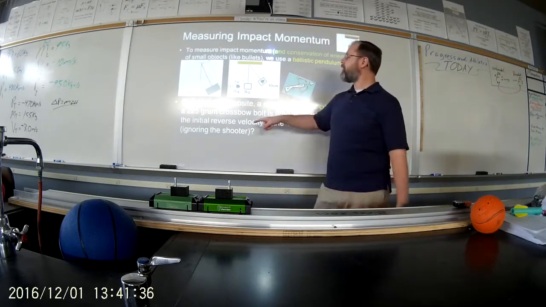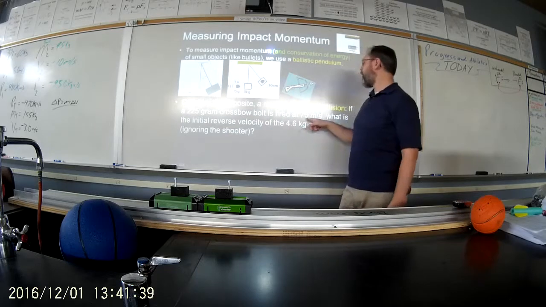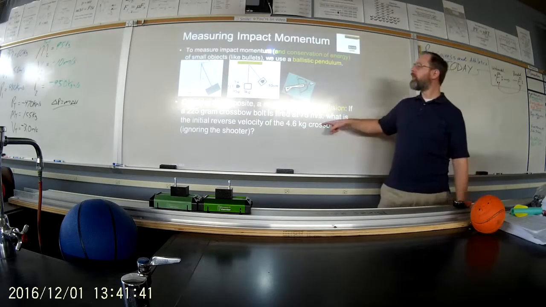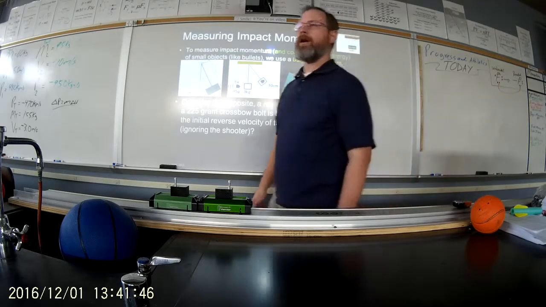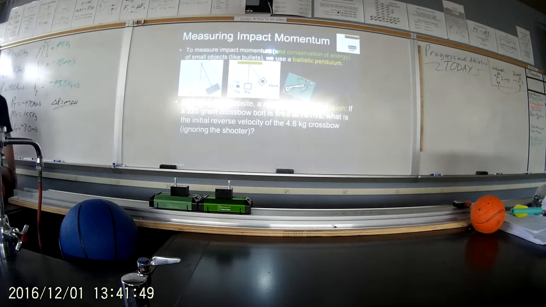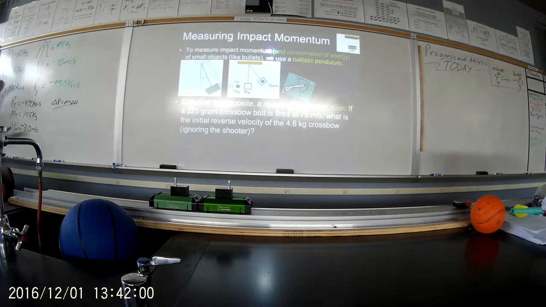So you have a 225-gram crossbow bolt fired at 75 meters per second. What is the initial reverse velocity of the 4.6 kilogram crossbow? It's a reverse inelastic collision. When you're doing a reverse inelastic collision, you take PT, MT, and VT and put it up there, and then do M1, V1, P1, M2, V2, P2. So give that a try. See if you can figure out how fast the crossbow is moving backwards when it fires its bolt.